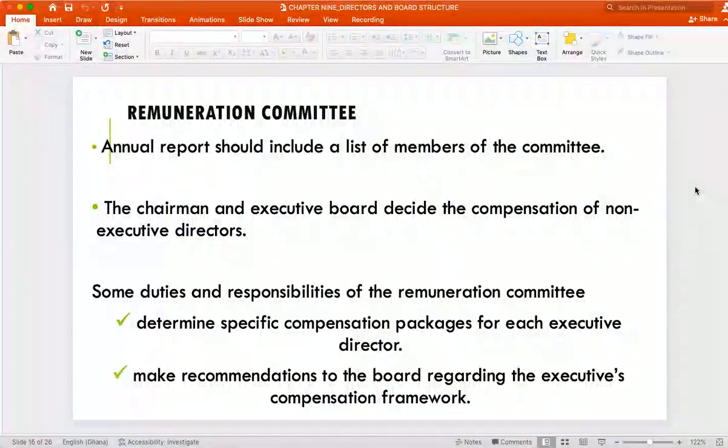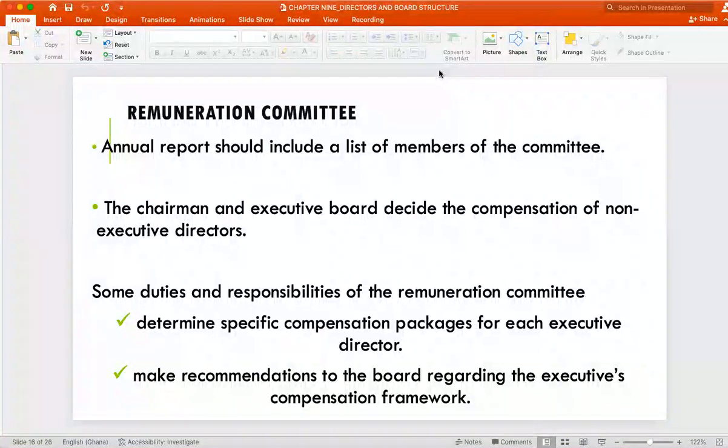We have the remuneration committee. That's the other name for the compensation committee, remuneration committee or compensation committee. The annual report should include a list of members of the committee. The chairman and the executive board decide the compensation of non-executive directors. Some duties and responsibilities of this committee include determining specific compensation packages for each executive director.